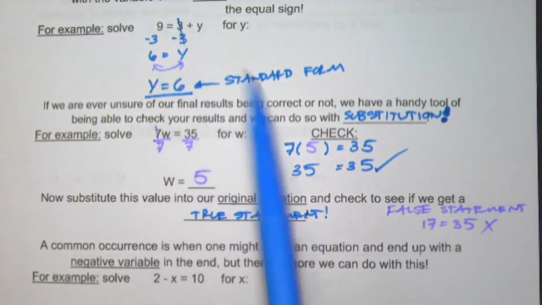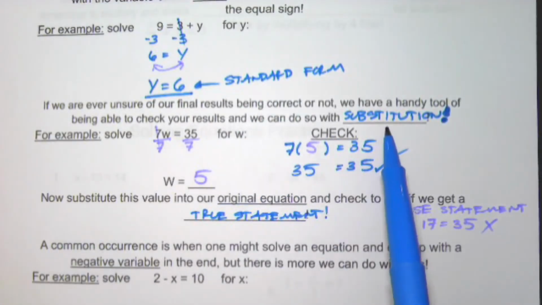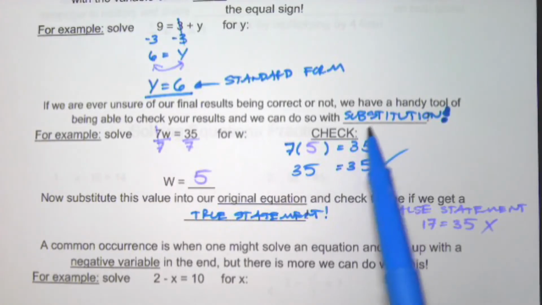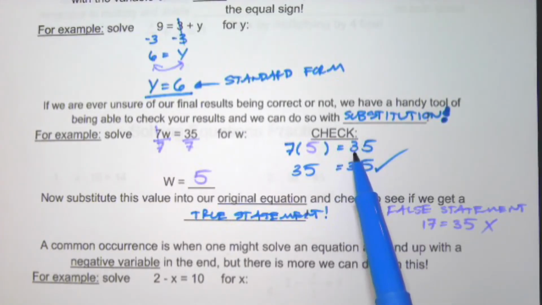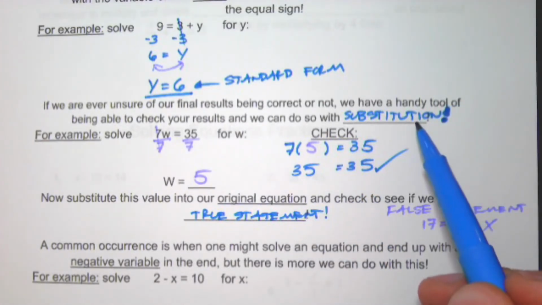So we have standard form when it comes to equations. We have this method of substitution for finding out if we're right or wrong. So for a one-step equation, not really needed. But as we get into really complicated stuff as we move on, we're going to find this idea of substitution helps a ton.